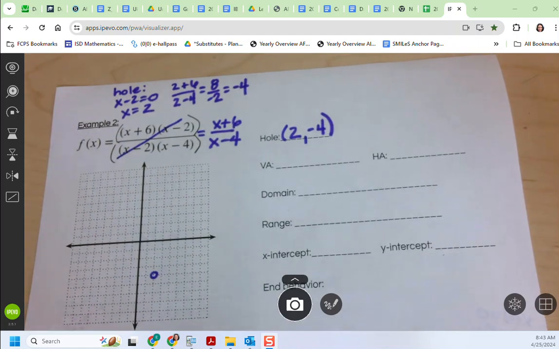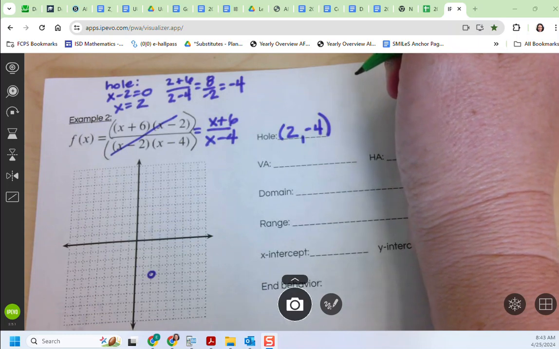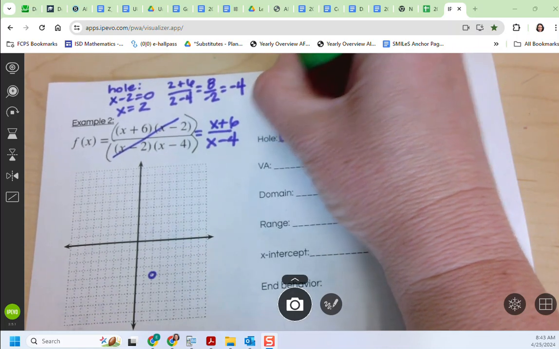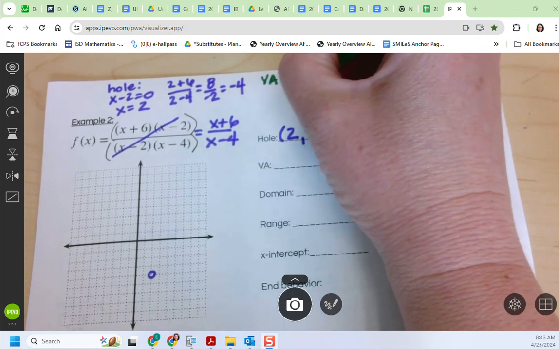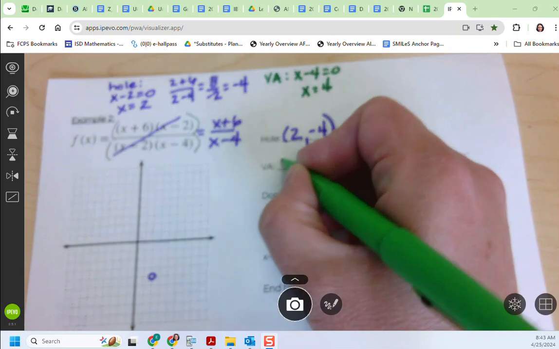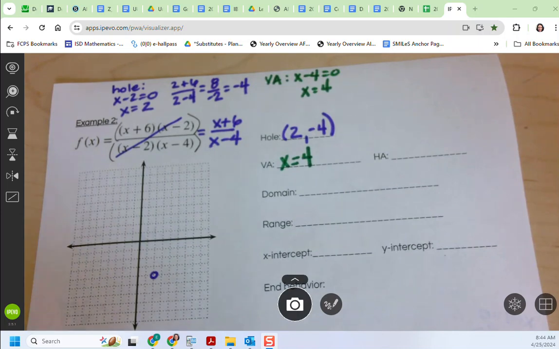All right, vertical asymptote. Vertical asymptote also comes from your denominator, but it's the one that didn't cancel out. So what factor do we set equal to 0 for the vertical asymptote? Jennifer, what did you do for this one? So for the vertical asymptote, she set x minus 4 equal to 0, and you got x equals, good. All right, take a look at your paper and make sure you have x equals 4. If you just have 4, you didn't write an equation. You need to write x equals 4.